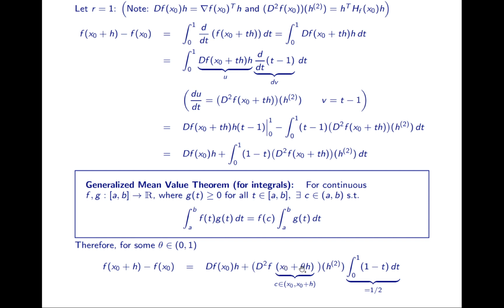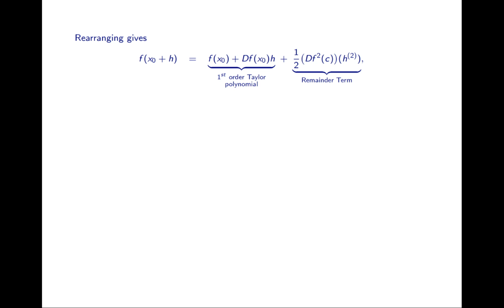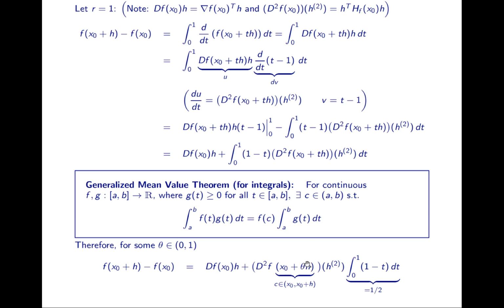So here's my result. I'm using some theta in (0, 1) instead of c in (a, b). Theta in (0, 1). The second derivative of f at x naught plus theta h. We'll call this whole thing some c in order to get it to look like the remainder term that we want, times the two-tuple of h times this integral, which is just 1/2. So rearranging gives f of x naught plus h equals my first order Taylor polynomial plus my remainder term. That's exactly what I got at the bottom of the slide.